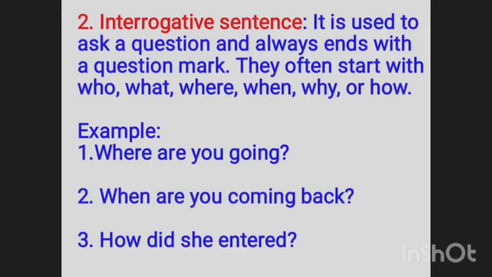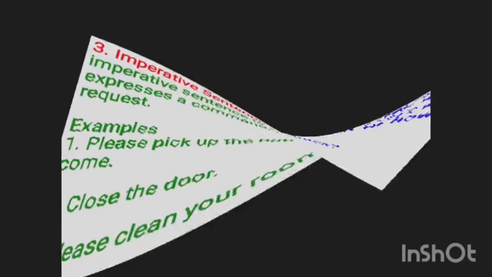Let's look at some examples. Where are you going? When are you coming back? How did she enter? So these are interrogative sentences used for questions. One way to know them is that they end with a question mark and most start with a WH word. Let's look at the next type of sentence based on its uses.